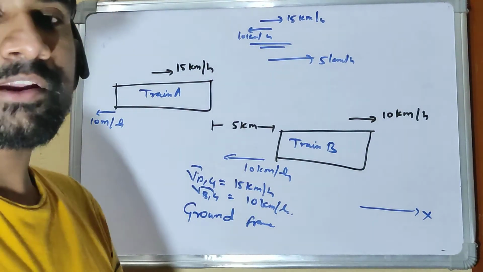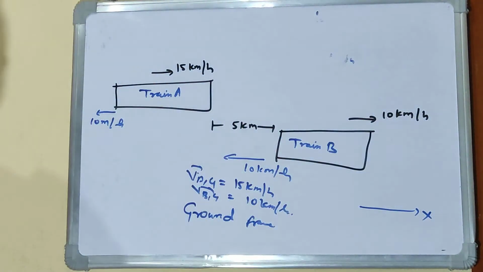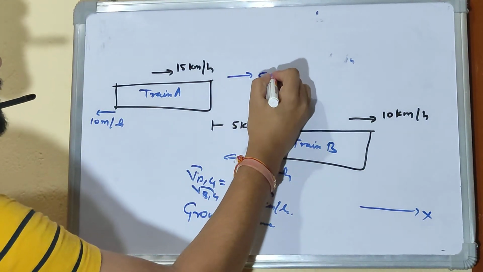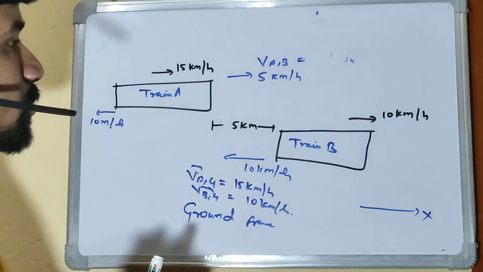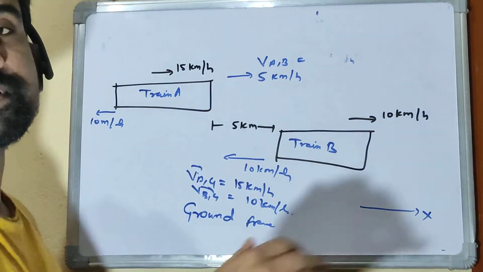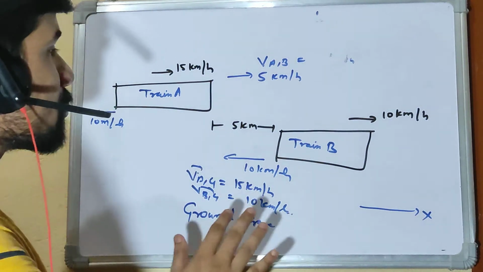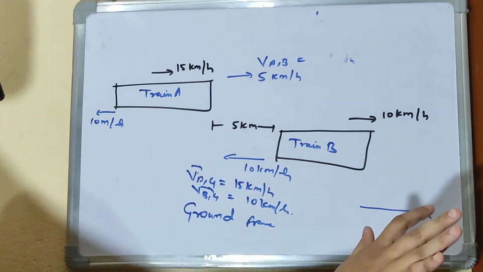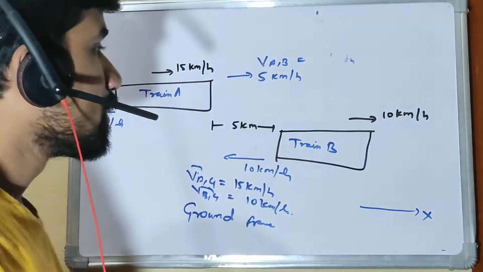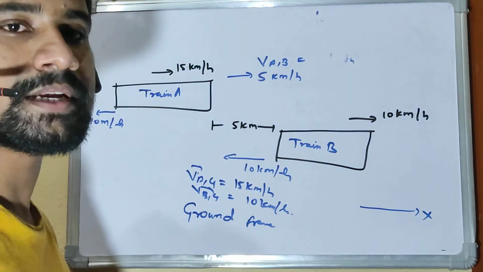Easily I can calculate by the vector method. These two are anti-parallel vectors. So the net velocity of train A with respect to train B is nothing but 5 kilometer per hour. So this is V_AB, which is the velocity of train A with respect to B. This is 5 kilometer per hour in positive x direction, right? So now I have made this train stationary. I can easily solve the problem now. So 5 kilometer is the distance it has to cover. I know the distance, I know the speed, I can find the time. Time is distance by speed, right?